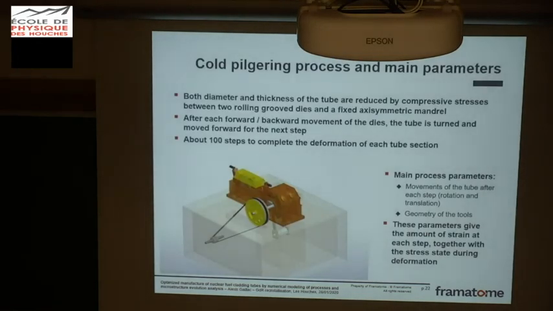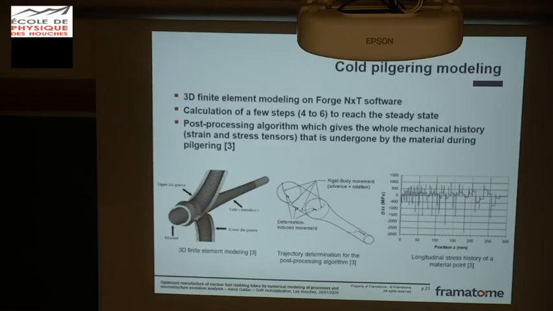Then we have the cold rolling process. For tubes, we use what we call the Pilgrim process.